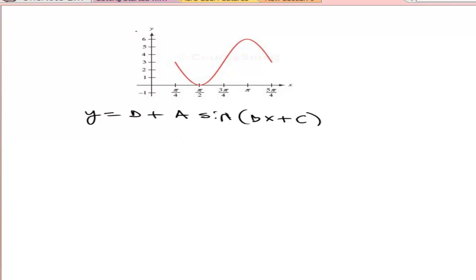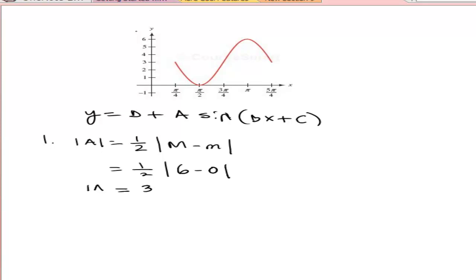Okay, first step, we're going to find the amplitude. In this case, the absolute value of a is equal to 1/2 the absolute value of big M minus little m. Remember that big M is your largest y value, which is 6. Then we subtract off the smallest y value, which is 0, the bottom of the curve. The absolute value of 6 is 6, and half of 6 is 3. So the absolute value of a is 3. Now, because the graph appears to be reflected, a actually is negative 3. If the graph were not reflected, then a would be positive 3.